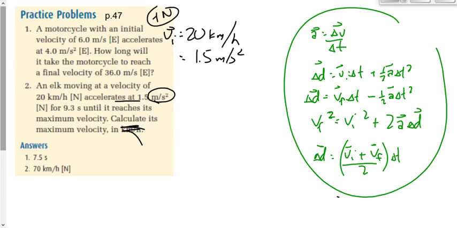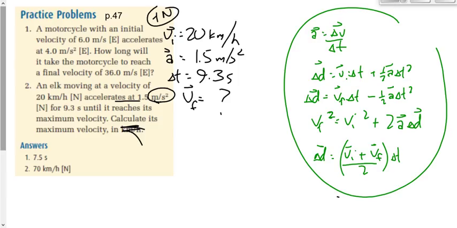There's your little clue on that. Meters per second would be velocity. Meters per second squared is acceleration. Reaches maximum velocity. 9.3 seconds. That's time, right? What's the maximum velocity? What are we looking for here for the maximum velocity? VF.